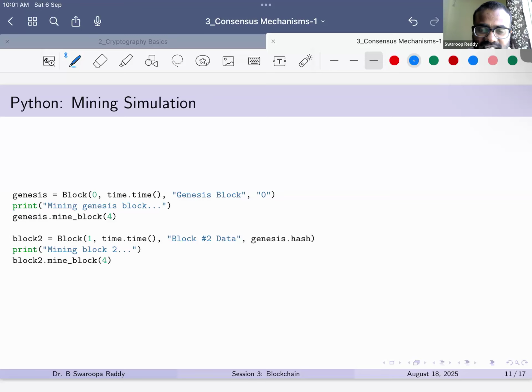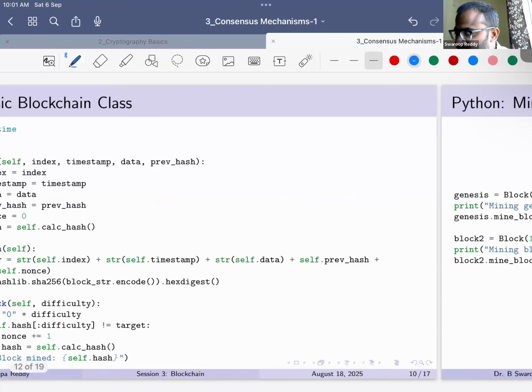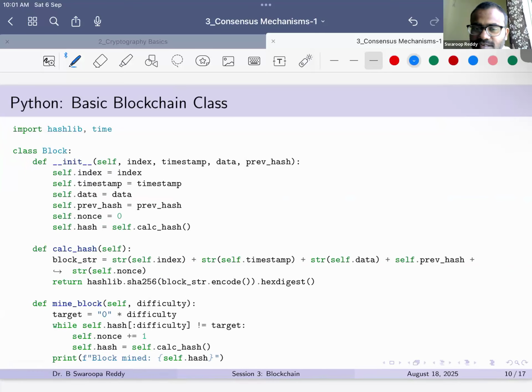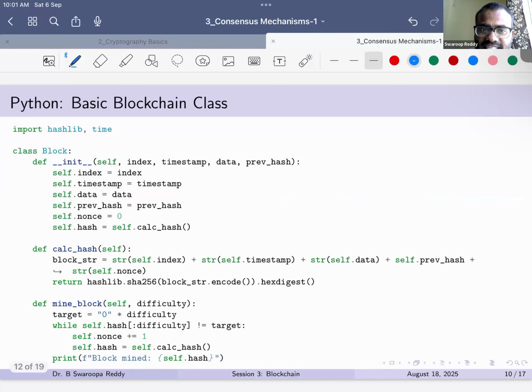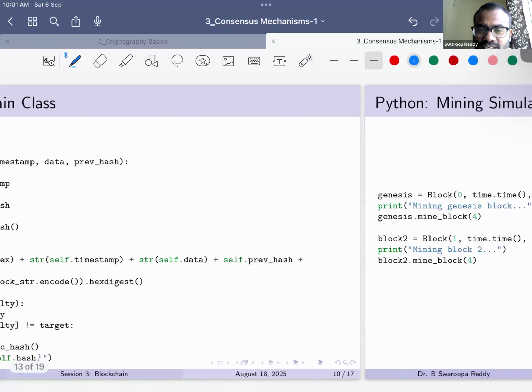Then again we will calculate the next block, block 1. The block 1 index is 1, then timestamp, block 2 data, and the previous hash is Genesis.hash. We have some hash value within that. So this way we can simulate the blockchain. You can try this using the Jupyter notebook.